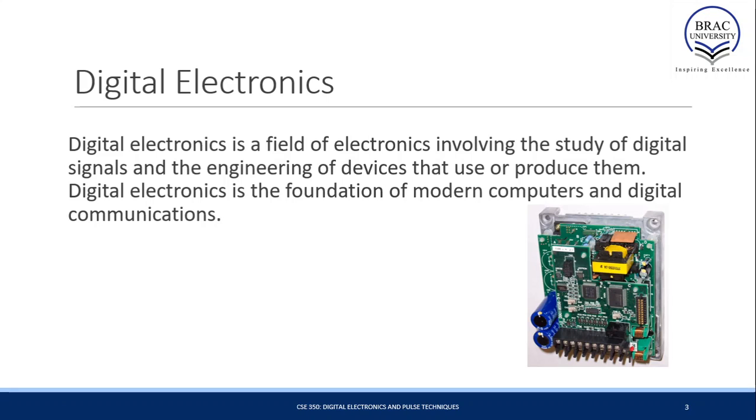There is a very important distinction between analog and digital electronics. Analog electronics is required for processing analog signals. But in this new era, we are using digital devices for signal processing. So, in order to process real-life analog data, we require analog to digital conversion as well as digital to analog conversion. Moreover, digital electronics is the foundation of modern computers and digital communications.